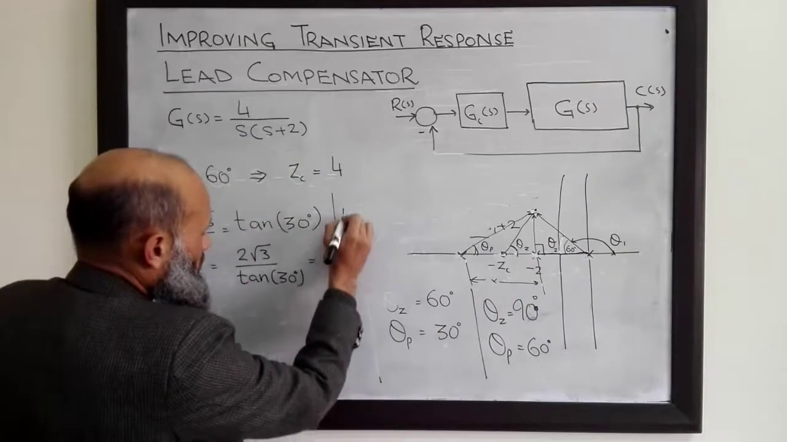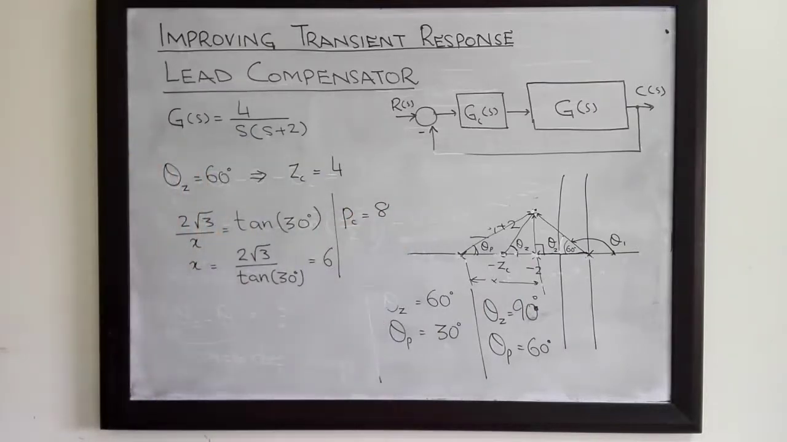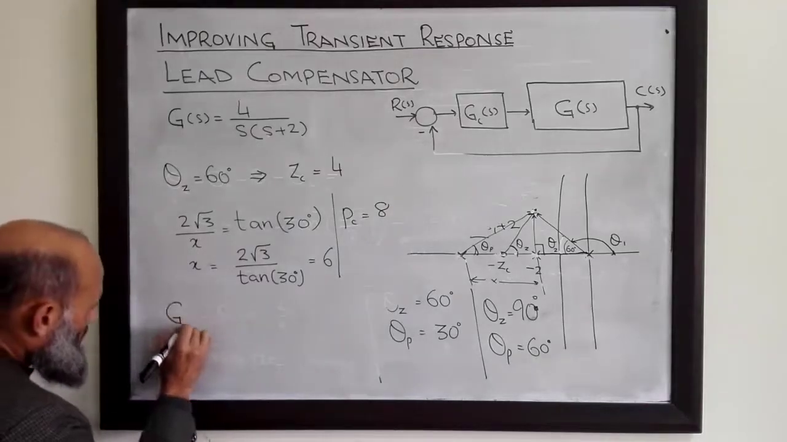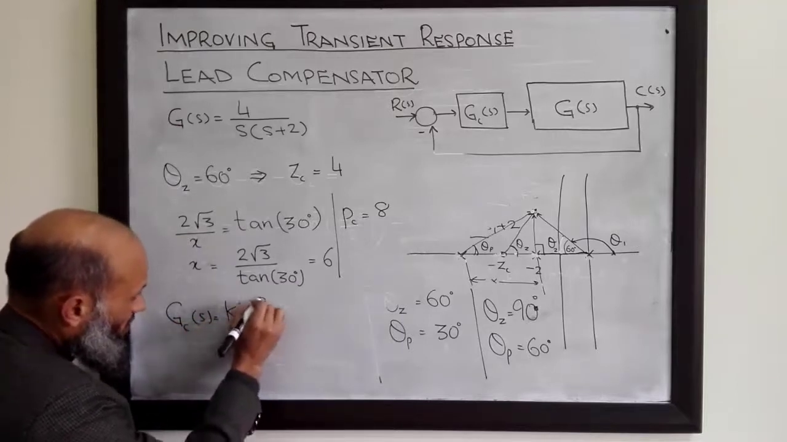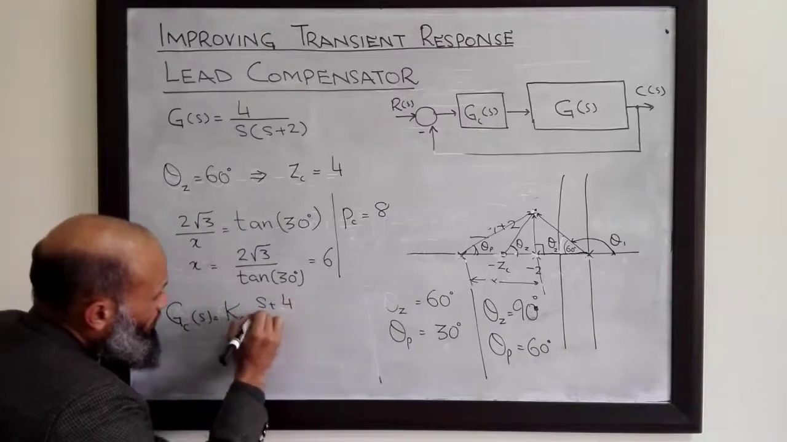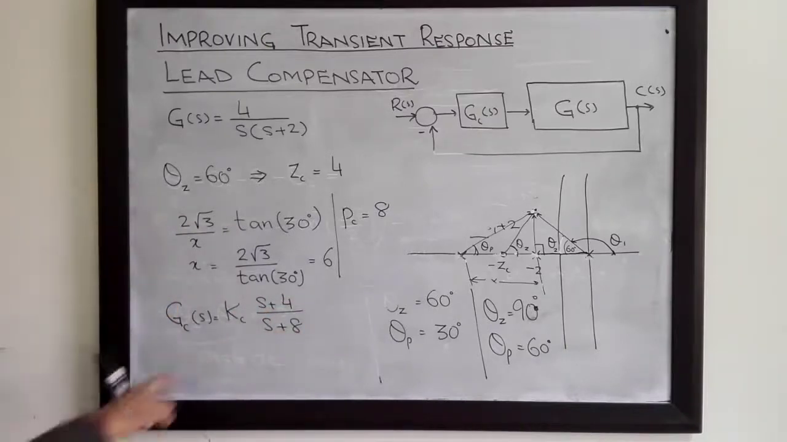So the pole of the compensator should be located at s equal to minus 8. Therefore, the transfer function of the compensator Gc(s) is equal to Kc (s plus 4) over (s plus 8). How to determine this Kc?